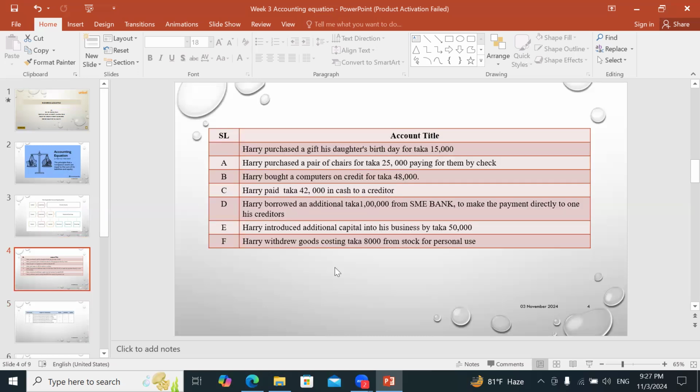Okay, and final transaction. Sorry, sir. Yes. Could you clarify the difference between an asset and a capital? Can you make it clear, please?